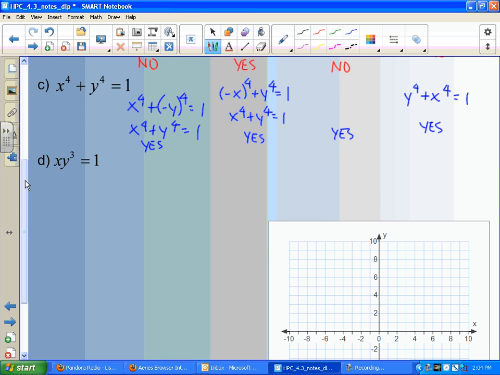What color should we use? Color of the day? Purple. Green won't show up. So we make our x's negative.